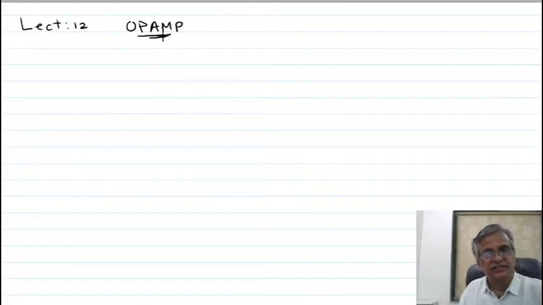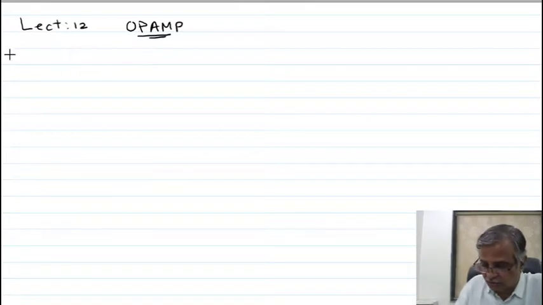In the last lecture we have discussed the inverting amplifier and some of the numericals for the calculation of the gain, voltage, current for inverting amplifier. Today we will discuss the non-inverting amplifier.